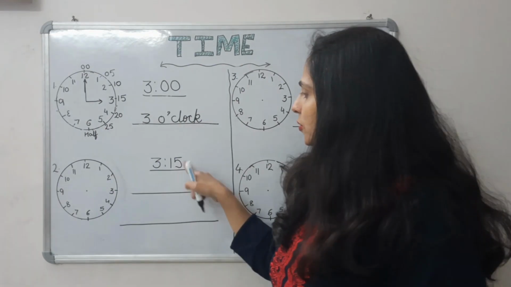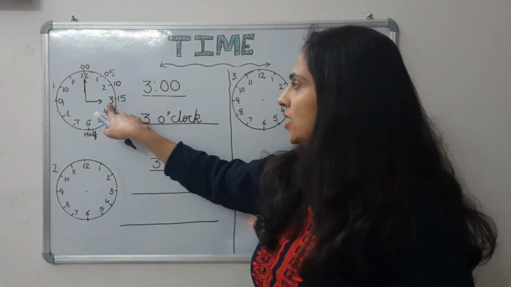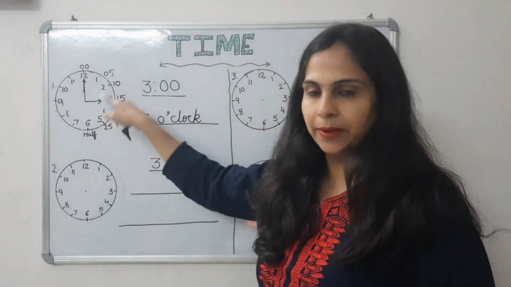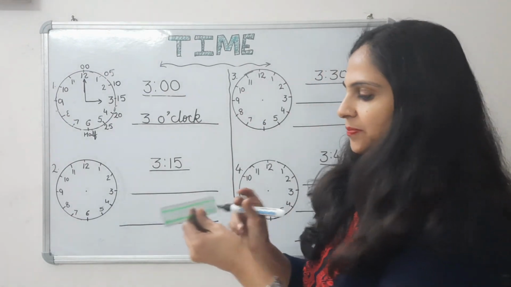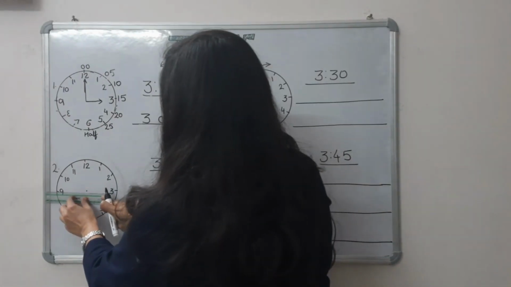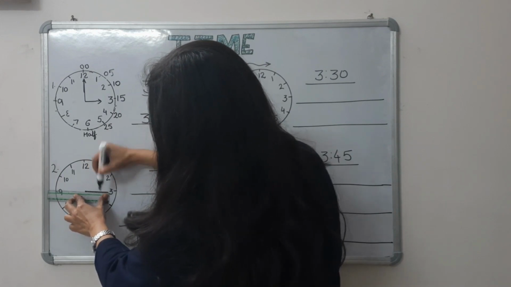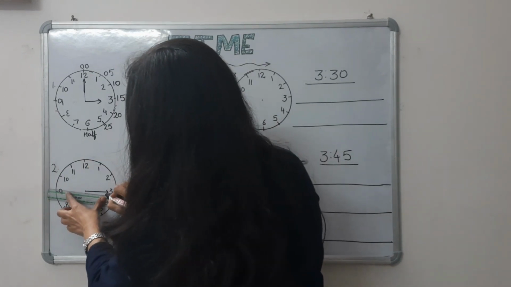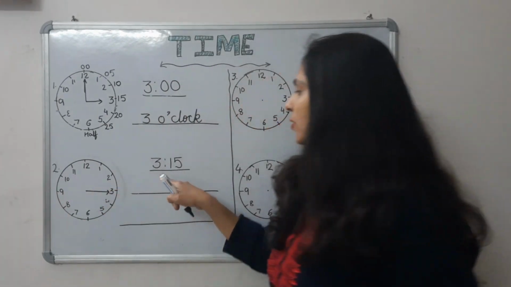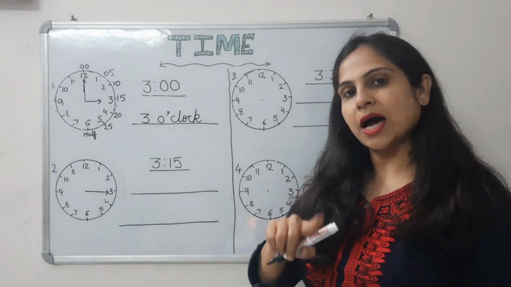3:15. So 15 means the minute hand will be at 3. Now let's draw the minute hand first. So let's take a ruler and make a long hand, that is the minute hand, which will be at 3. Fine. Now we will draw the hour hand.